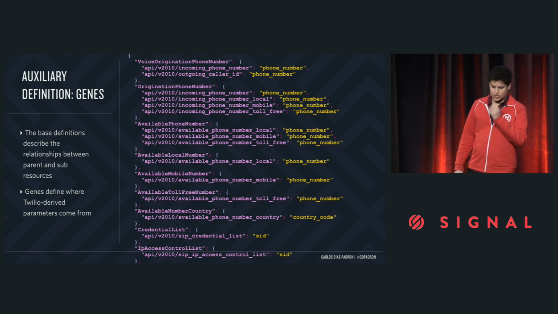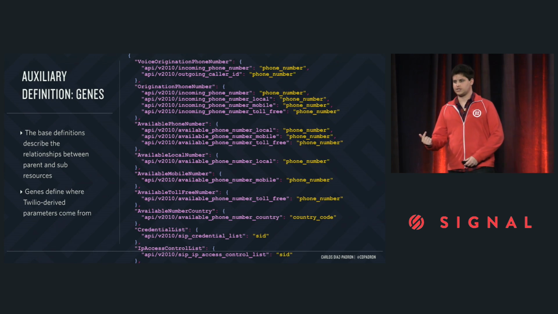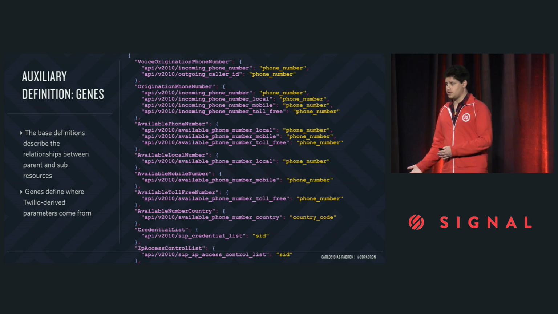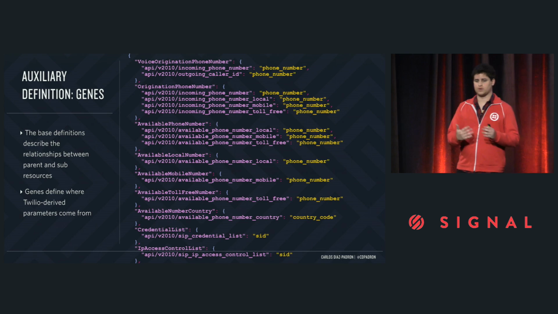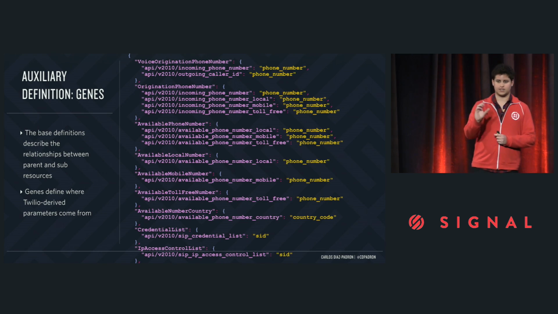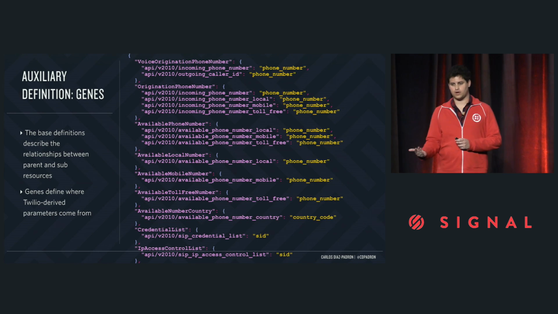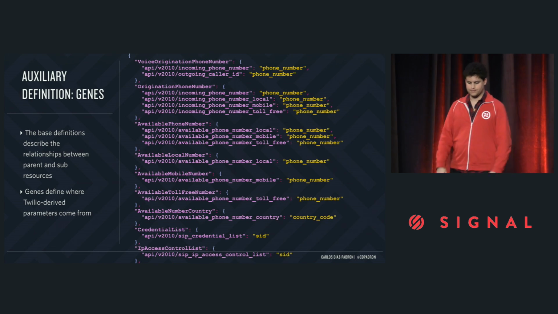In order to generate these cluster tests, the trick is we need to know how to generate the resources that the resources depend on. For example, if I want to make a call, I need a phone number. But the call resource doesn't belong to phone numbers. It has a hidden dependency, where the from field needs to be a Twilio phone number.